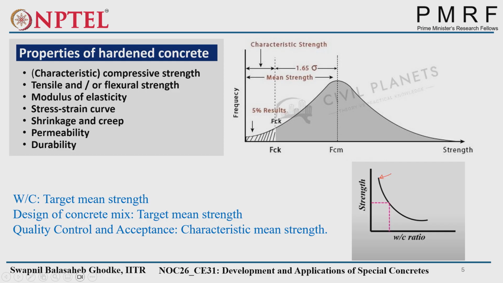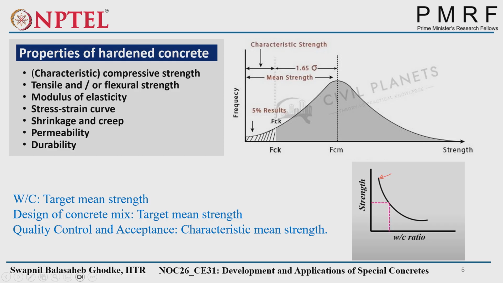To find the water cement ratio, we use the target mean strength. In the design of concrete mix, we use the target mean strength. But for quality control and acceptance, we use the characteristic strength. Suppose we are designing the concrete mix and we say M10, M15, M20, M25, M35. What does 35 indicate? Yes, right. It is the characteristic strength.